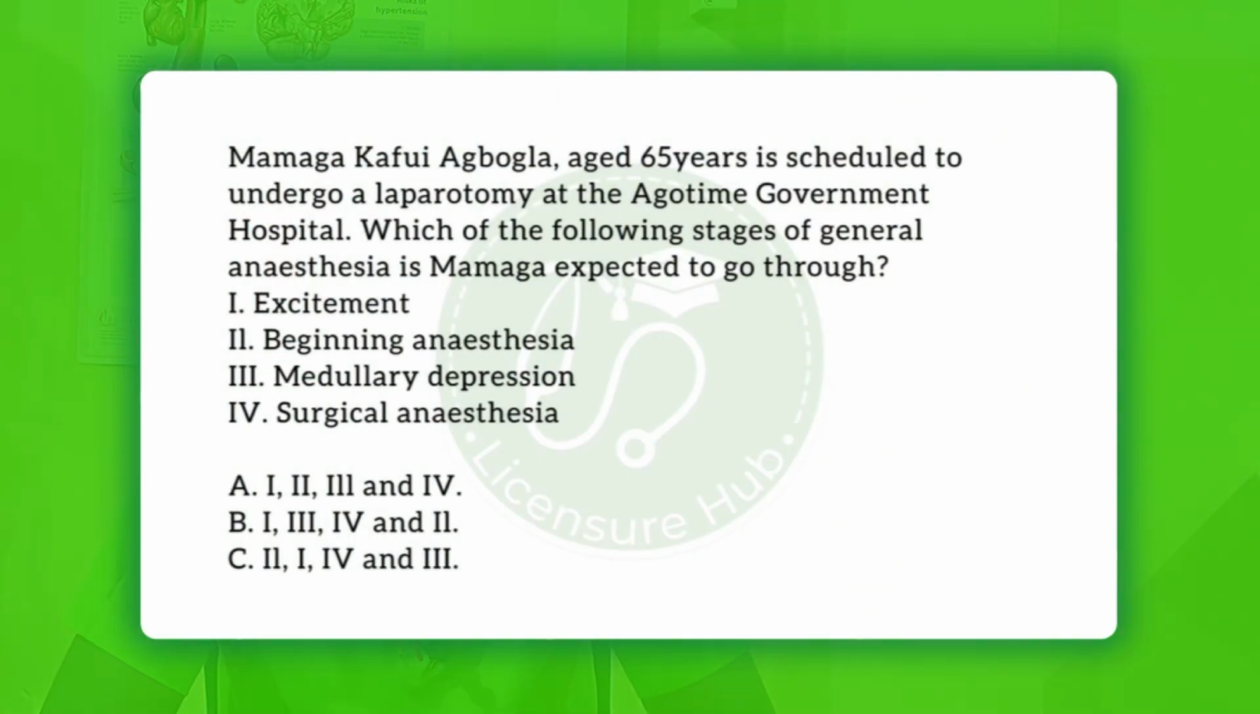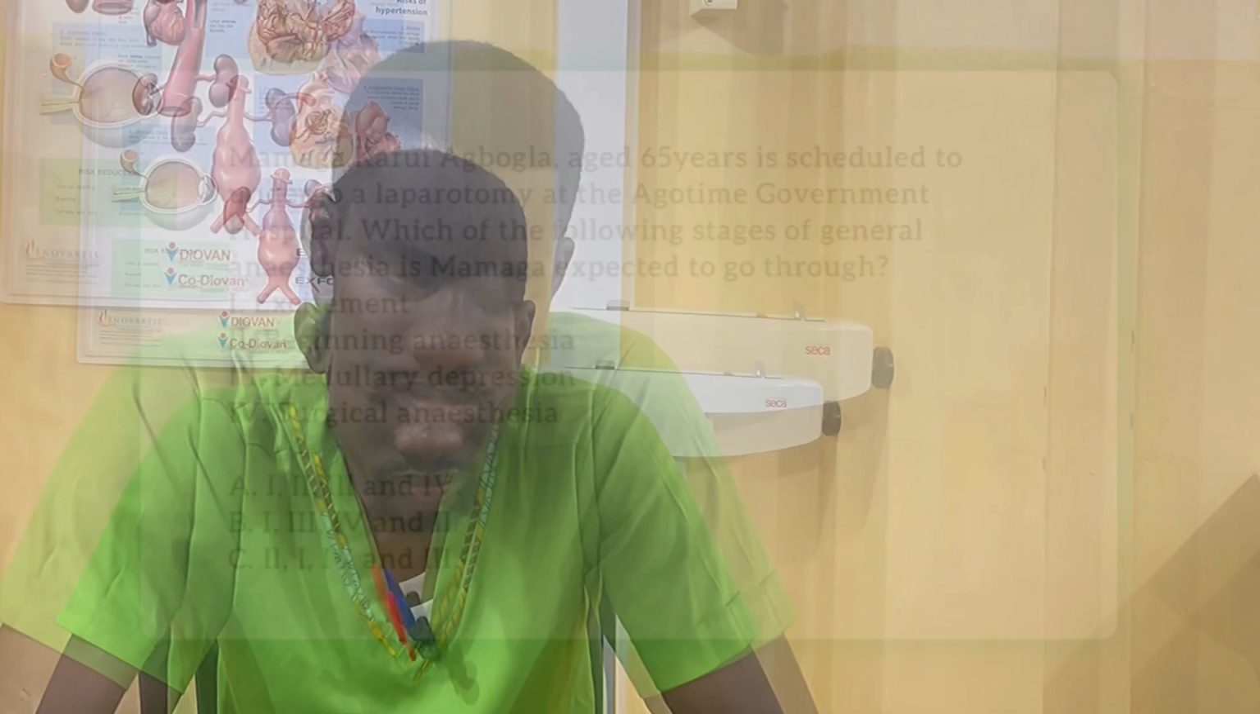Next question, which reads, Mamagan Kafui, age 65 years, is scheduled to undergo a laparotomy at the Agotime Government Hospital. Which of the following stages of general anesthesia is Mamaga expected to go through? I, we have excitement. II, we have beginning anesthesia. III, we have medullary depression. IV, we have surgical anesthesia.